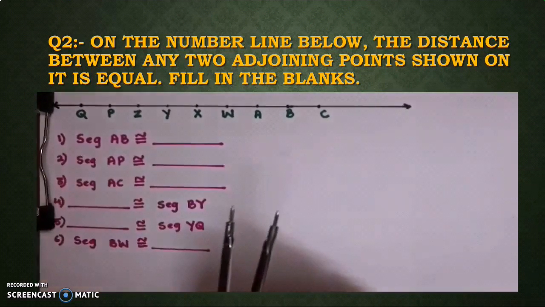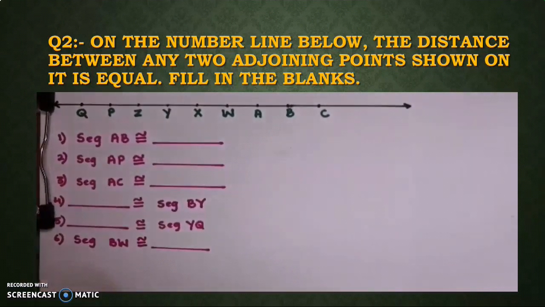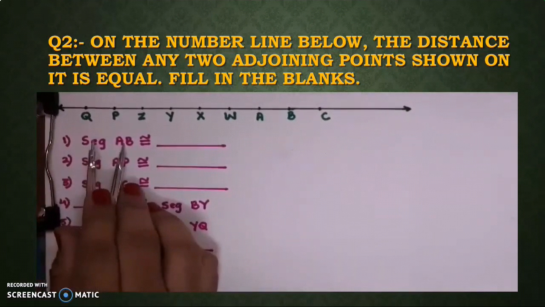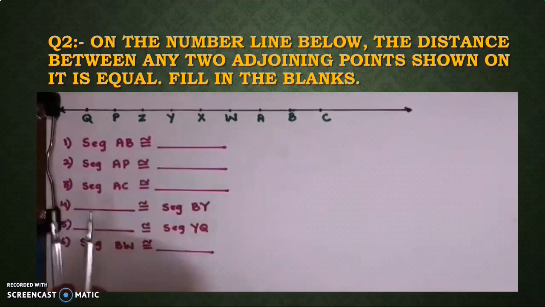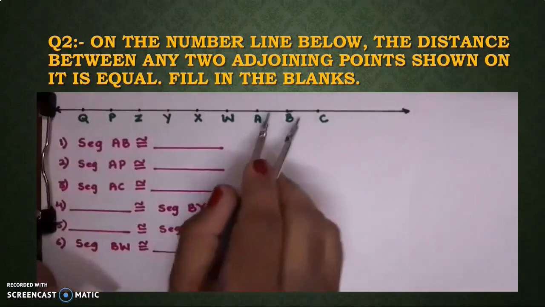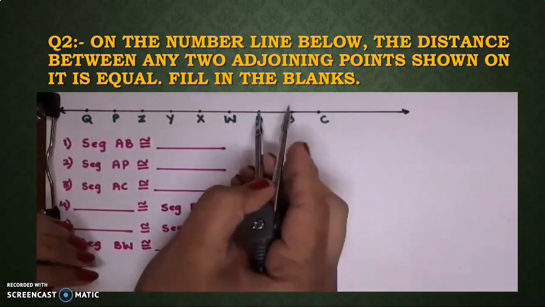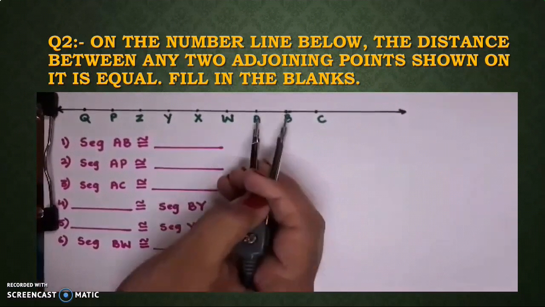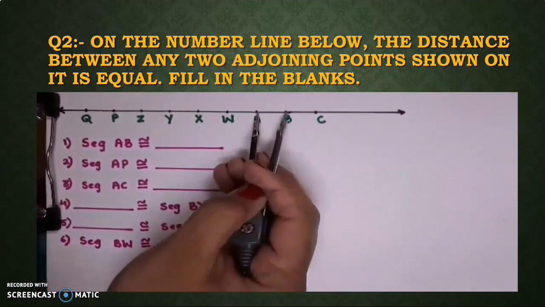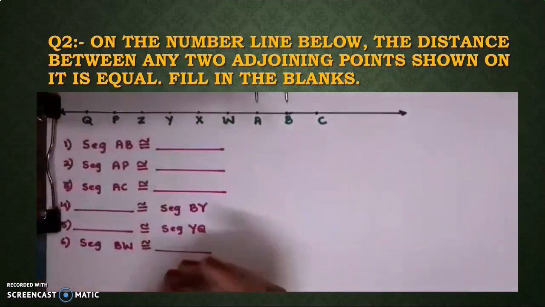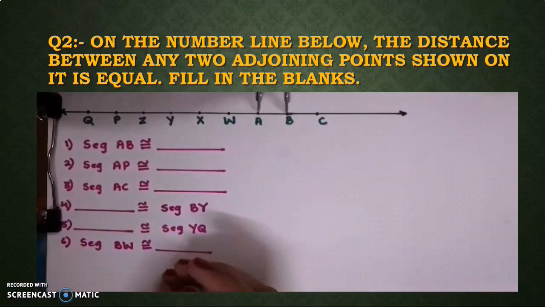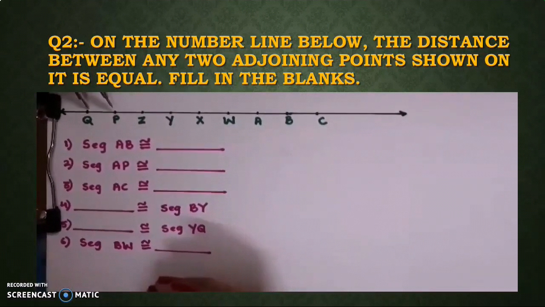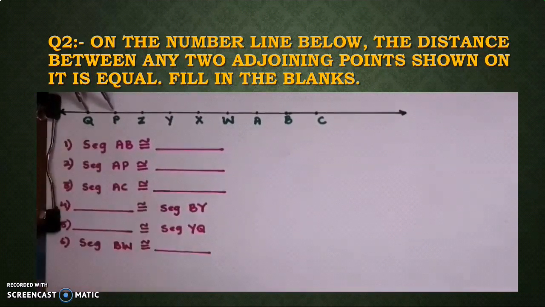Now for this also we will use a divider, as we have used for question number 1. It is asked: segment AB is congruent with blank. Now we will see where we have AB. So we will open the divider from A till B. Here we have A and B. Now this same measurement we will keep placing one by one on each point.